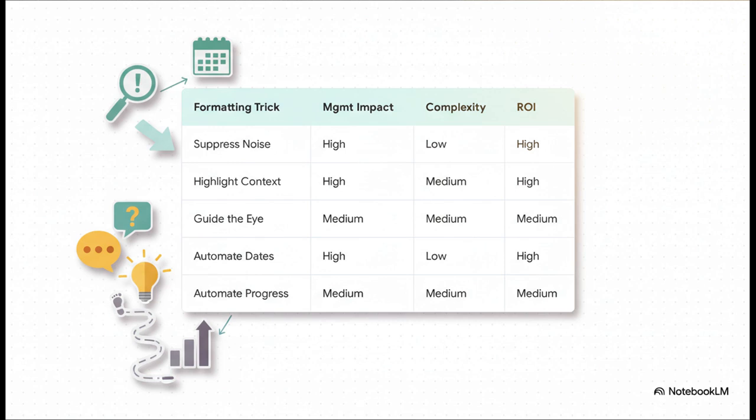Highlighting context is also really high impact, but it takes a little bit more work with the formulas. The others are great too, but those first 2 are going to give you the most bang for your buck right out of the gate.